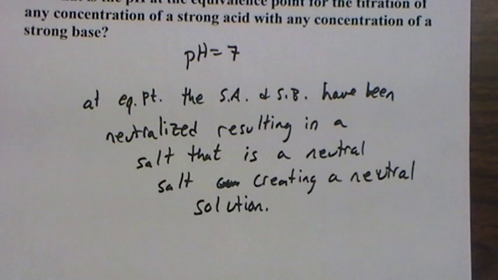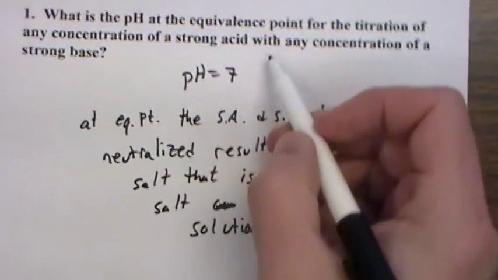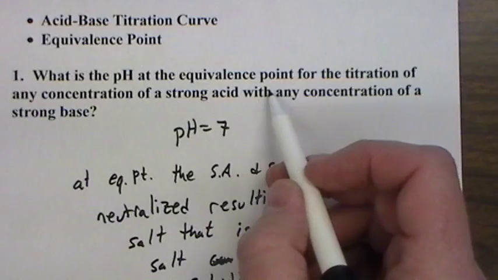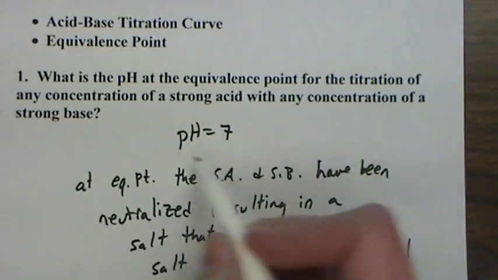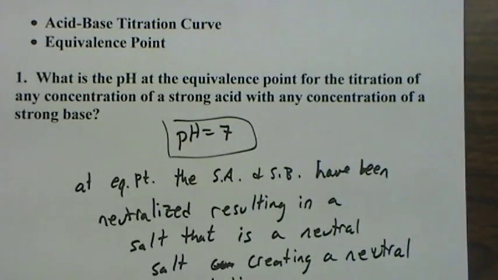So we know that if we have a salt that has parents that are both strong, a strong acid and strong base parent, then we're going to create a solution that is neutral with that salt. So there's no point in saying what is the pH at the equivalence point for a strong acid, strong base. It's always 7. That's not true for the other two possibilities we're going to work with.